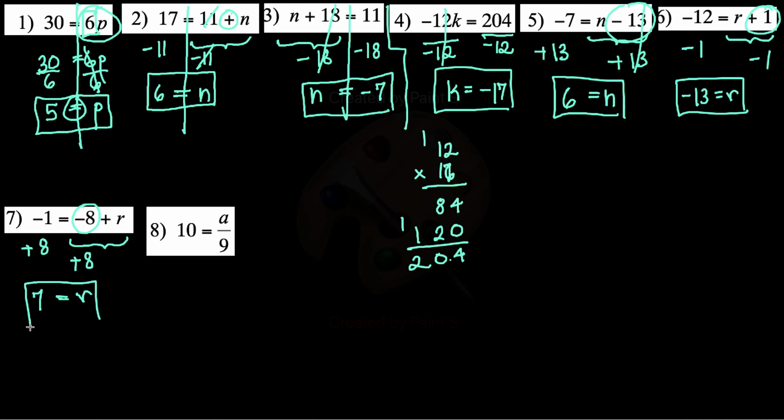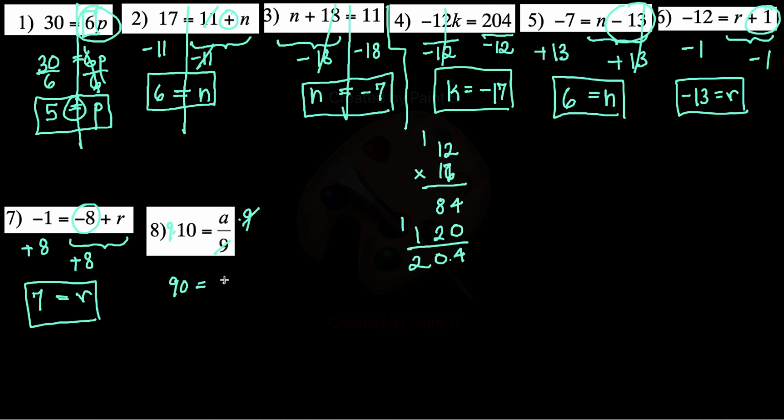And r is 7. Now in this case you want a by itself, but look, what's in the way? The 9. How do you get rid of that 9? It's a divided by 9. So you've got to do the inverse operation. You've got to multiply by 9 on both sides. 9 times 10 on the left-hand side is 90. 9 divided by 9, there's a 9 on top and a 9 on the bottom, so that's division. 9 divided by 9 is 1.